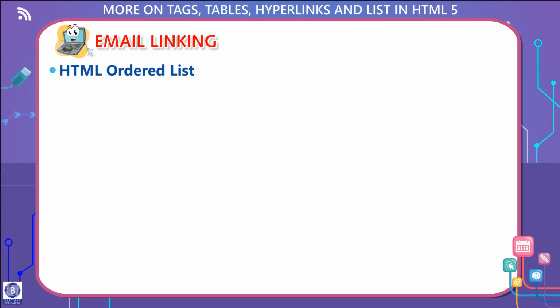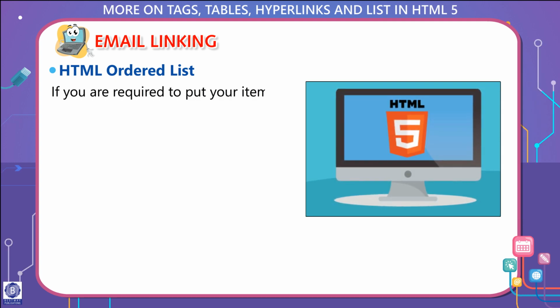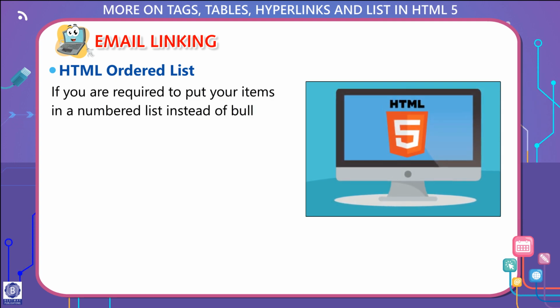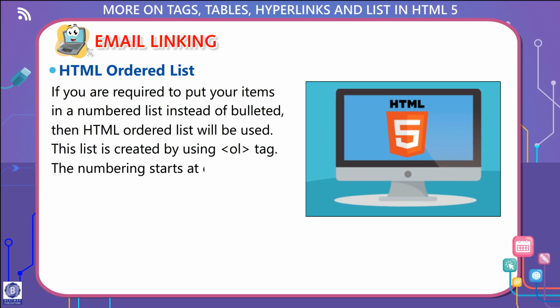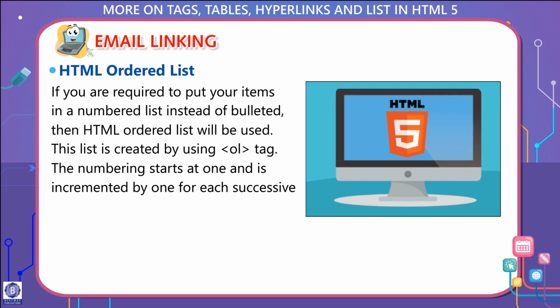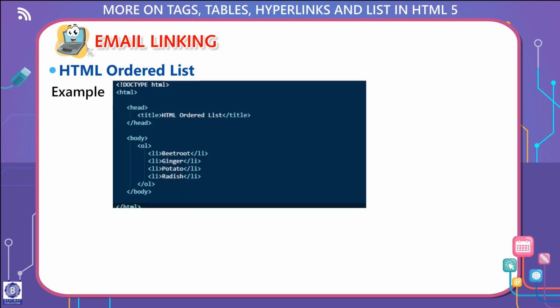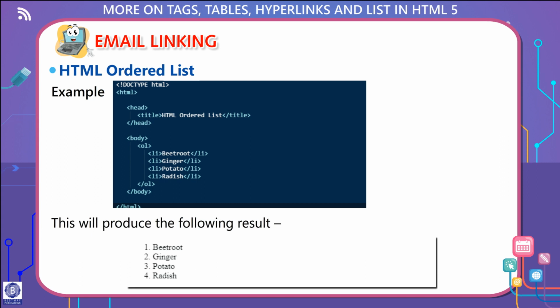HTML ordered list. If you are required to put your items in a numbered list instead of bulleted, then the HTML ordered list will be used. This list is created by using the OL tag. The numbering starts at 1 and is incremented by 1 for each successive ordered list element tagged with LI. Example, this will produce the following result.